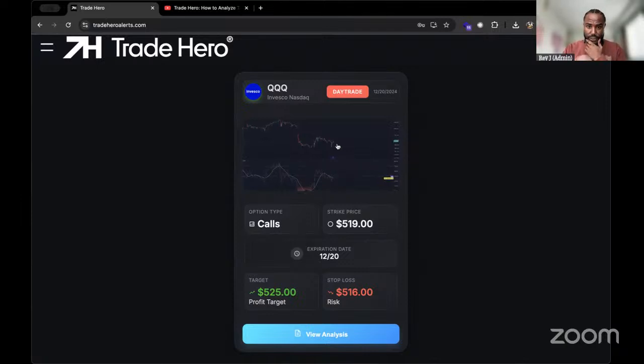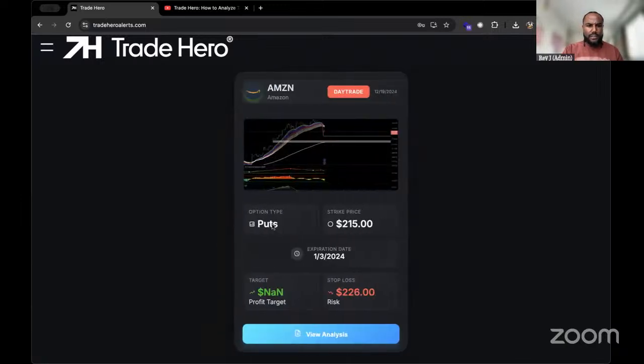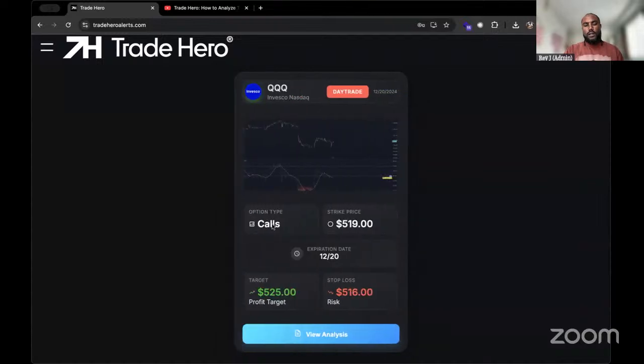So if you analyze these charts, whenever you get a trade, you'll look at the type of trade that it is, but also the option type is going to tell us whether we're going up or down with this trade. So we'll see calls or puts here. Amazon puts here. You'll see the option type, whether it's calls or puts, so we'll know whether the direction is going to be up or down from the current price.